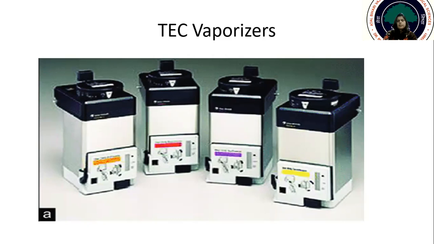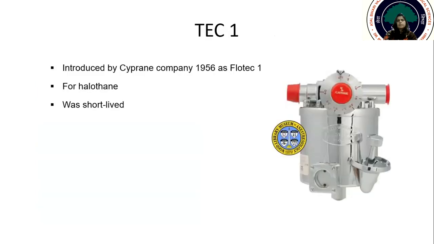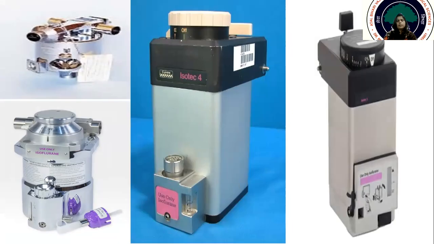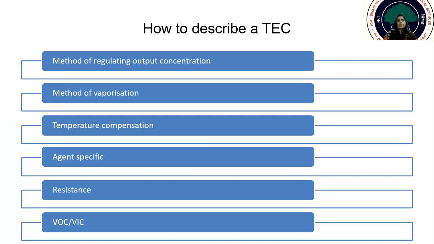Coming to Tec vaporizer, let's start with Tec vaporizer. This is Tec 1 type of vaporizer. It was introduced by Cyprane Company in 1956 as Fluotec 1, used for halothane. However, it was short-lived. Then comes Tec 2 vaporizer, Tec 3, Tec 4, and Tec 5 type of vaporizer. Gradually, there was improvement, and we are going to discuss these four types of vaporizer 2, 3, 4, and 5 in a tabular form to understand the differences clearly.